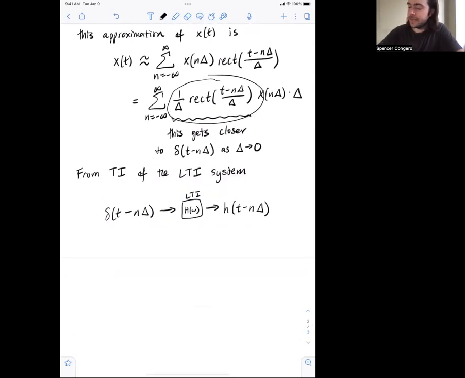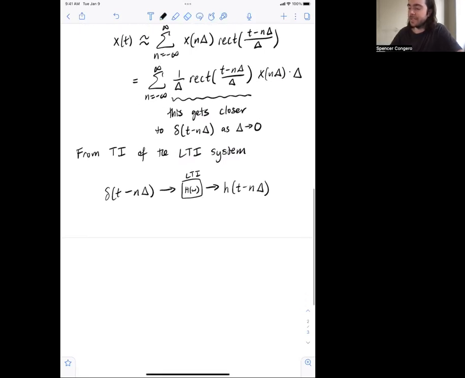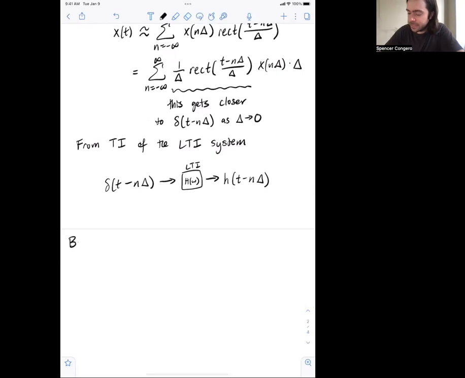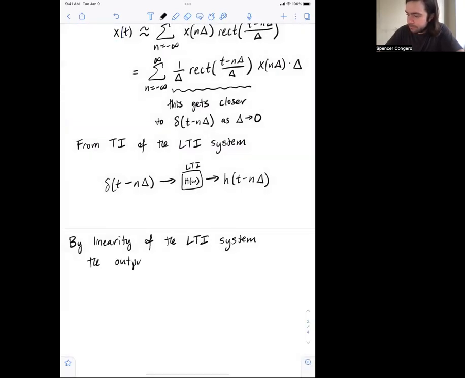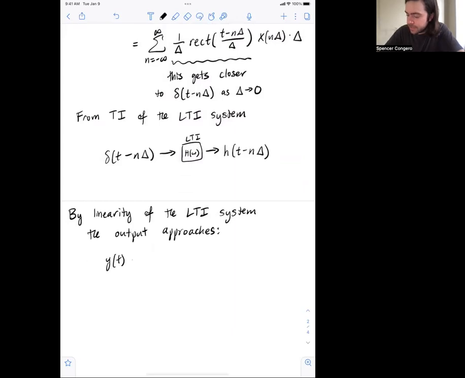If this term is getting closer and closer to delta of t minus n delta, then on the output side, when I put all of these terms through the LTI system, I should get a bunch of terms that look like h of t minus n delta. Then by linearity, all we're doing is adding these signals up, multiplied by these scaling factors. That's all under the property of linearity. We can see what our output should be using the linearity property. So by linearity of the LTI system, the output approaches what? So y of t is going to approach what?